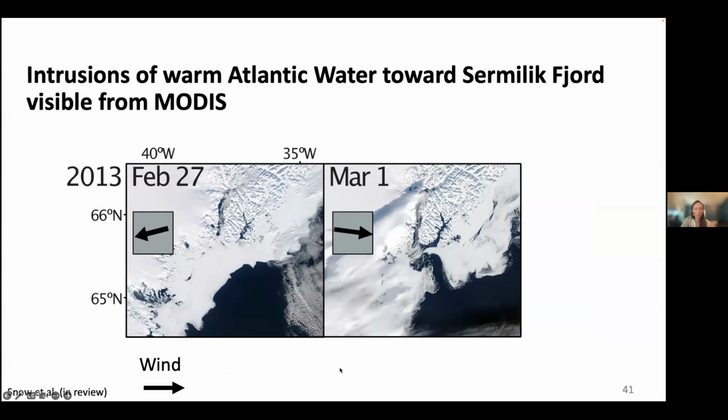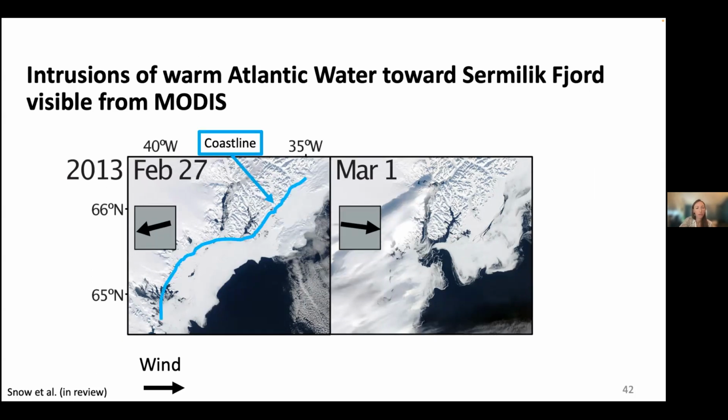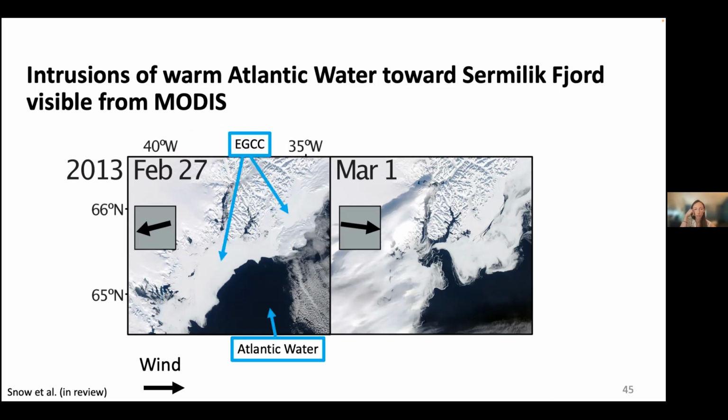Just to give you reference, this is a time series from 2013, February 27th to March 1st, here on the right. And I'm showing these wind vectors to show what direction the winds are blowing. For reference, this is the coastline in this image looking down. This is Sermilik Fjord. This is Helheim Glacier. And this is the East Greenland Coastal Current, covered in sea ice, which is all flowing towards the south from the Arctic. And there's that warm Atlantic water offshore.